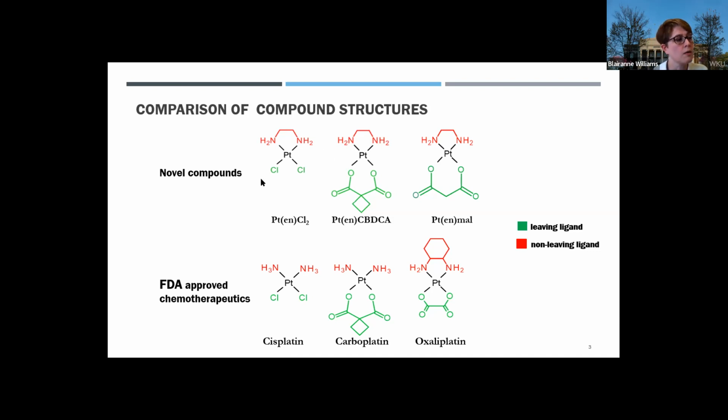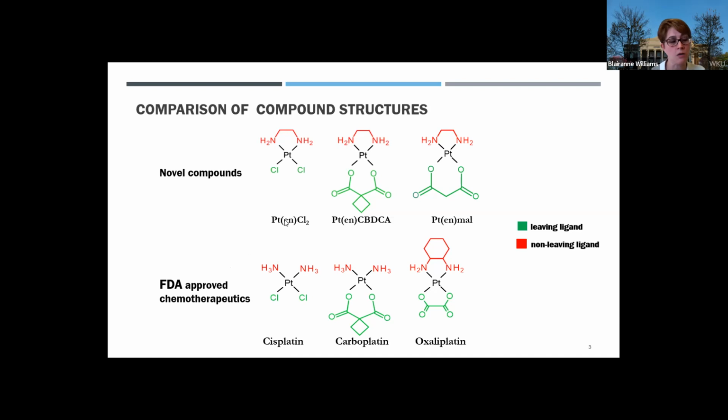We have a bank of novel compounds that were designed by our collaborator. In this talk, I'm going to focus on three of those. You'll notice that in our compounds, we have a different non-leaving ligand, shown here in red. They were designed so that, keeping the non-leaving ligand the same, we could focus on the structural differences in the leaving ligand. These are the FDA approved drugs, so you can see them for comparison's sake.